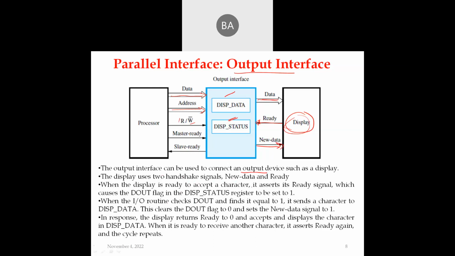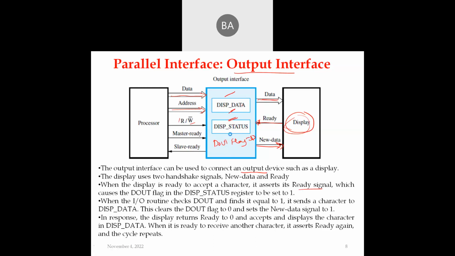When the display is ready to accept a character, it asserts its ready signal, which causes the DOUT flag, the data output flag in the display status register, to be set to 1. When the IO routine checks the DOUT flag and finds it equal to 1, it sends a character to the display data register. This clears the DOUT flag to 0. The display then accepts and displays the character in display data. Then when it is ready to receive another character, it asserts ready again, and the cycle is repeated.